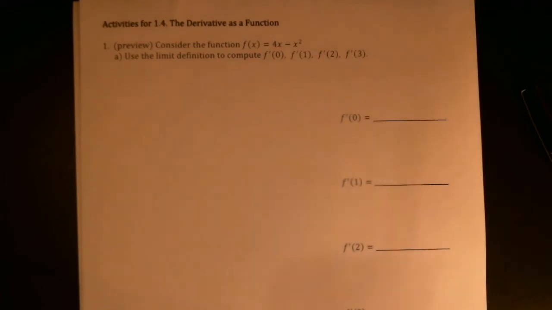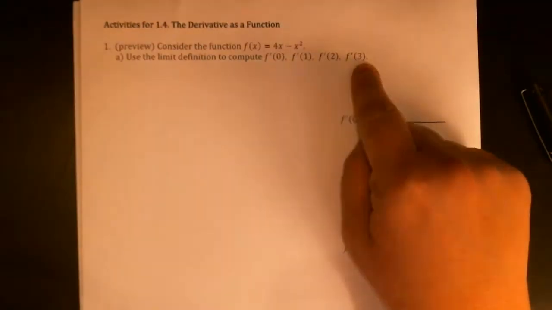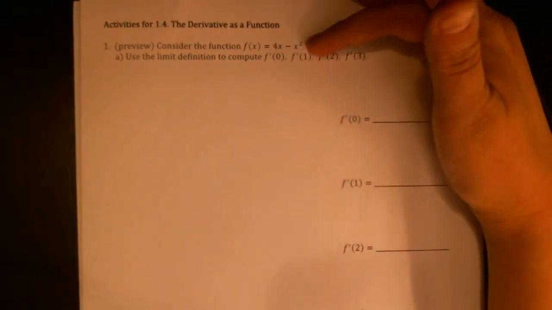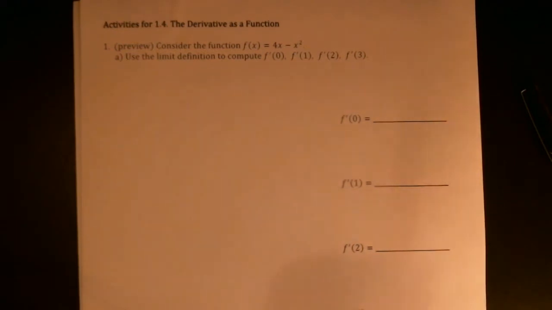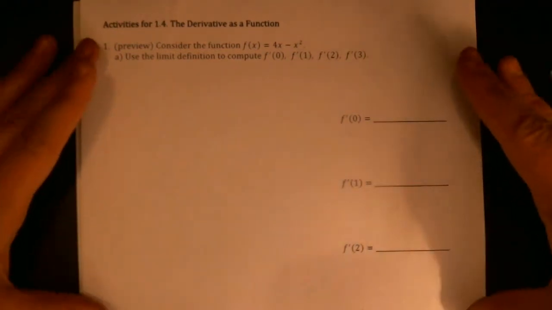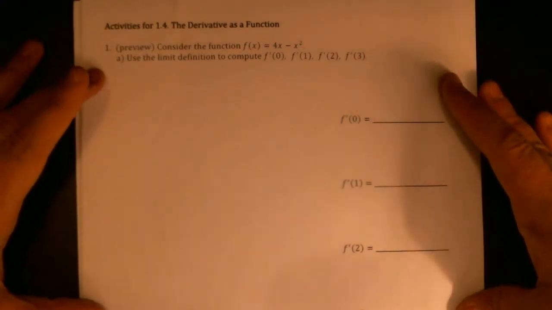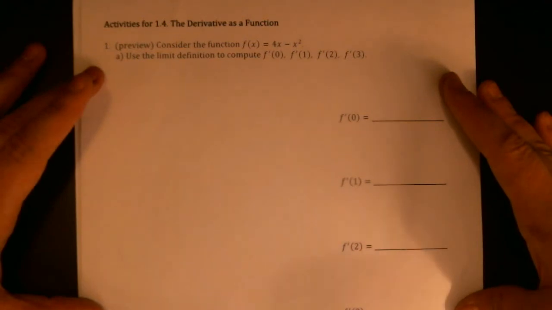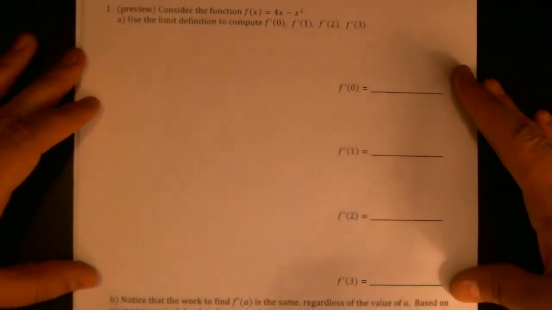So we have a preview activity, which is to calculate the derivative at 4 different x values for this function f of x equals 4x minus x squared. So if you want to pause and work through at least a couple of these at the top, in fact, I think you'll have to work through all of them to be able to answer the bottom questions, kind of get us on track with what's going to happen next.